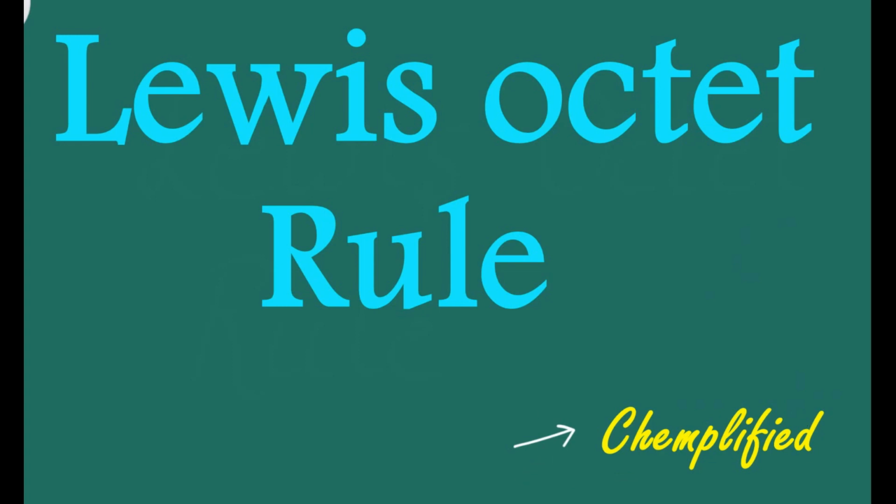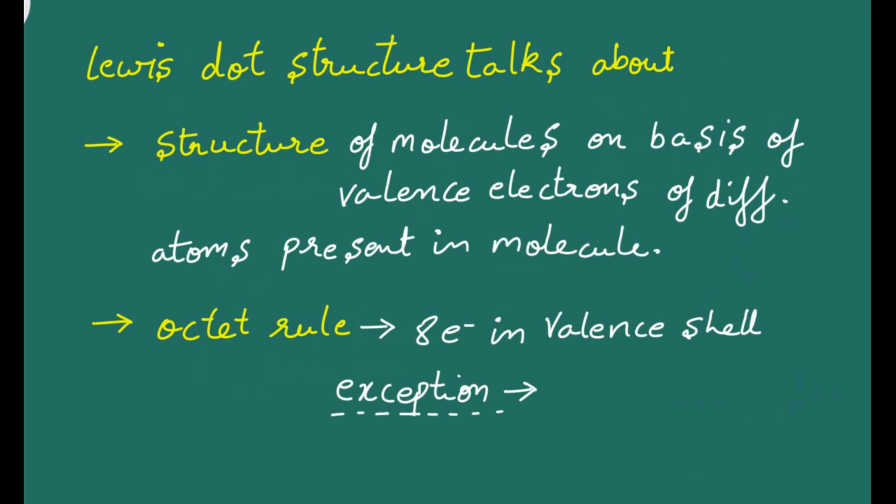So for that, there are a few rules. So let's take a look at those rules. First of all, what is it about which Lewis dot structure talks about? Lewis dot structure talks about the structure of molecules on the basis of valence electrons of different atoms present in one molecule.